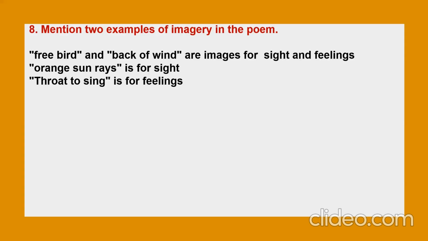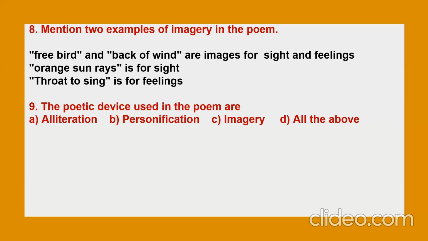Question number 8: mention 2 examples of imagery in the poem. In this poem, we have a few images here. Free bird and back of wind are the images of sight and feelings. Orange sun rays are the images for sight. Throat to sing are the images for feelings. The poetic devices used in the poem are alliteration, personification, imagery, all the above. So all these 3 poetic devices are used in this poem, Caged Bird.